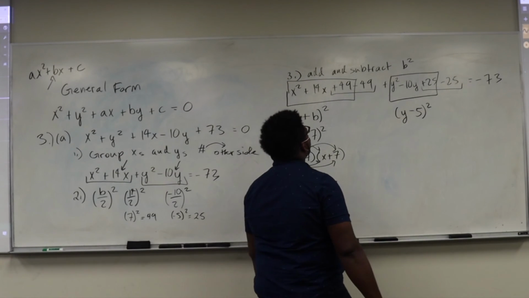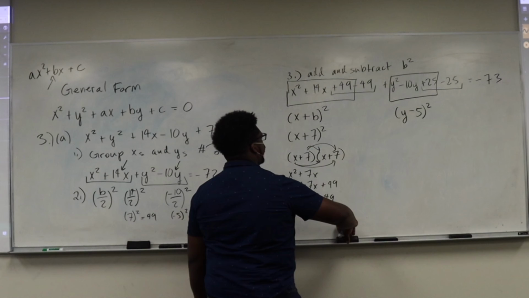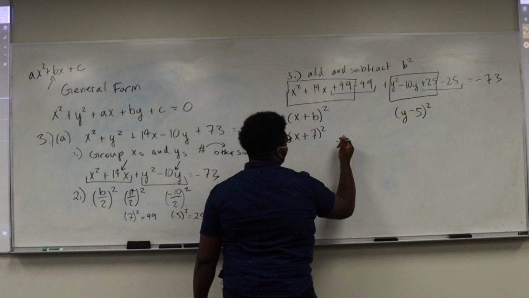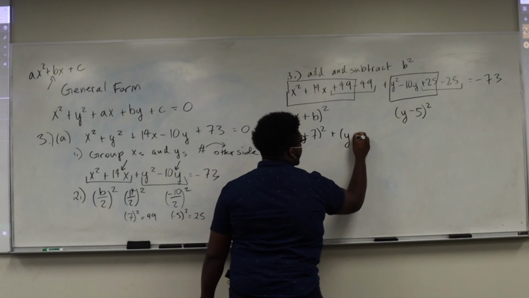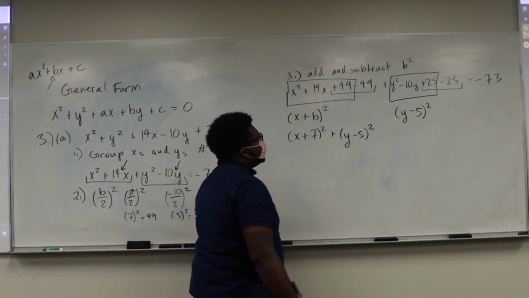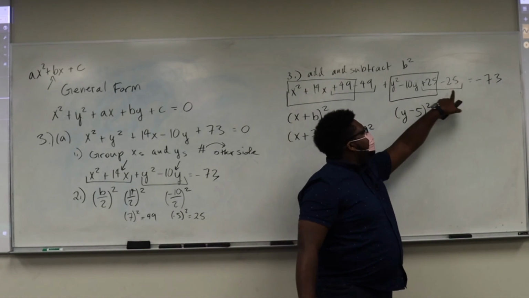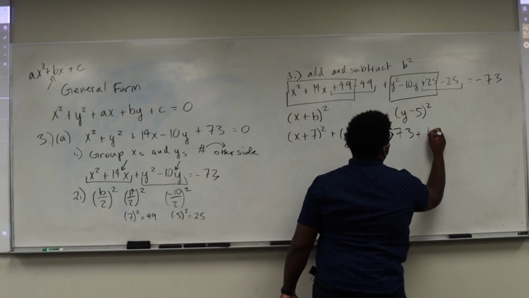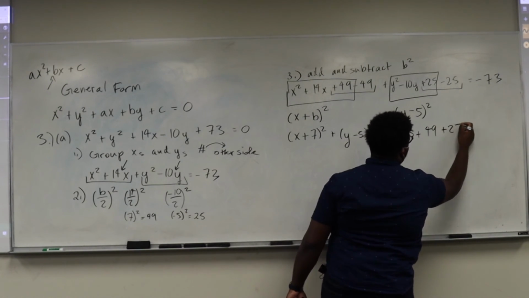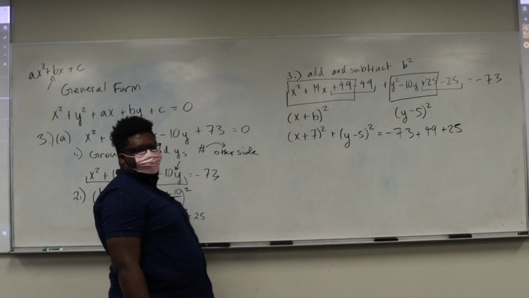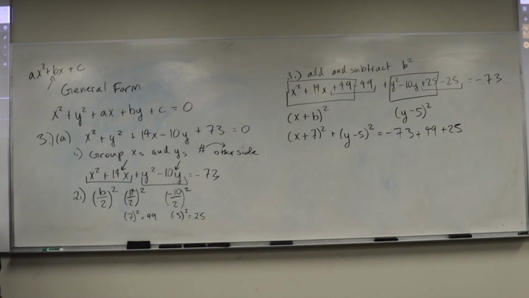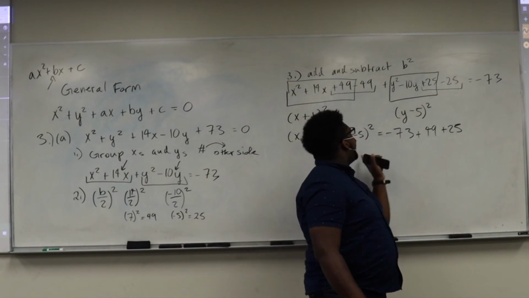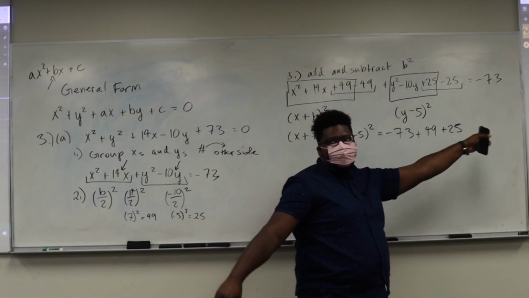So what you'll end up with is x plus 7 squared plus y minus 5 squared. But then we need to add 49 over here, and we need to add 25 over here. So it'll be equal to negative 73 plus 49 plus 25. Everybody following me so far? So what we did is we condensed these three down and put the others on the other side.